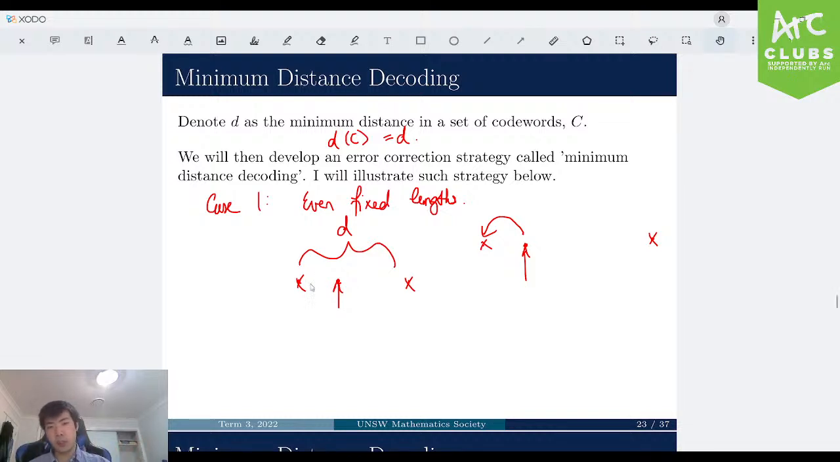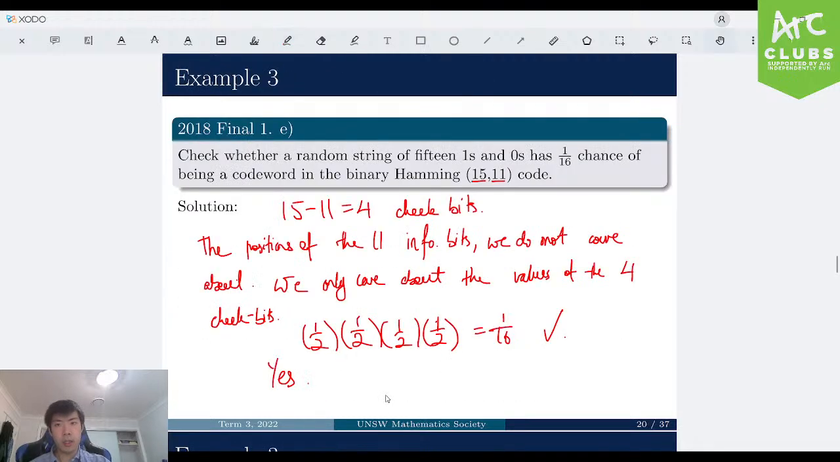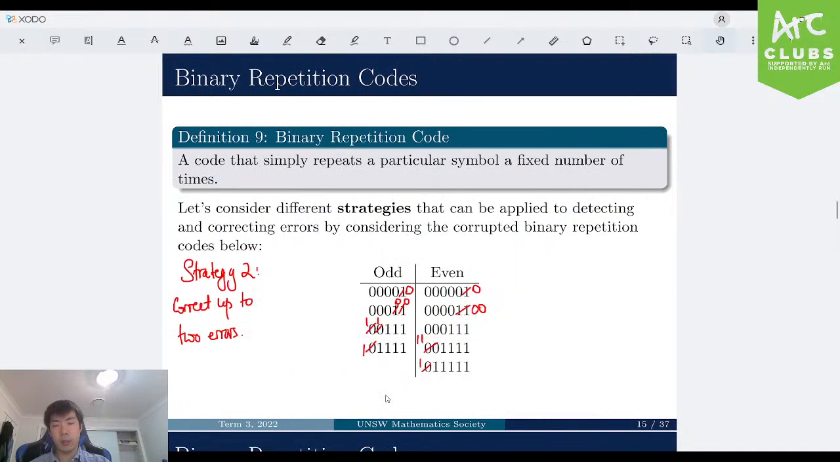So the strategy is basically: you have two code words here, minimum distance apart. If it lands closer to this one, we choose this one. If it lands here, for example, and it lands closer to this one, then we choose this one. That's all the strategy is. It's very similar to our binary repetition example. When we look at these strategies, it's just seeing which one is closer.